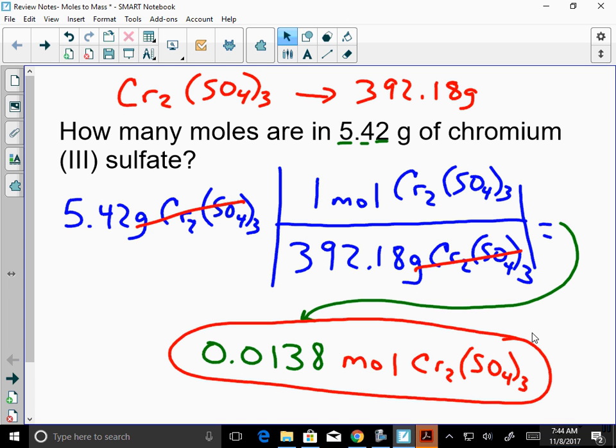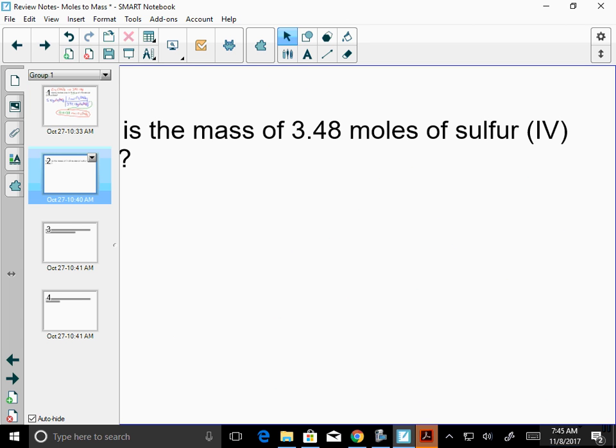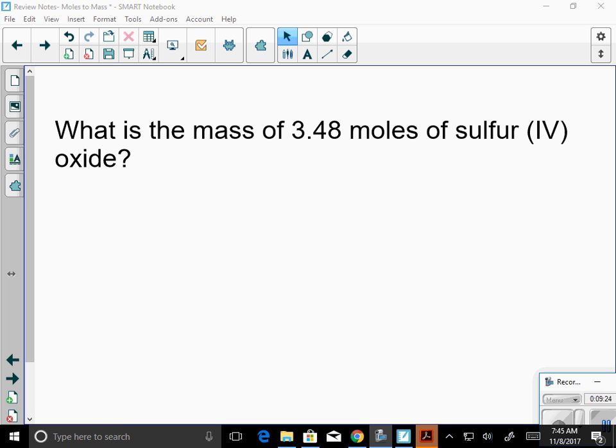Moles of chromium 3 sulfate. Questions? Well, let's move on to another one then. Go ahead and get this copied down, and then we will work. Actually, folks, once you get this copied down, let's just do all those first steps. Get it copied down and find the molar mass, and then we'll work it up on the board.